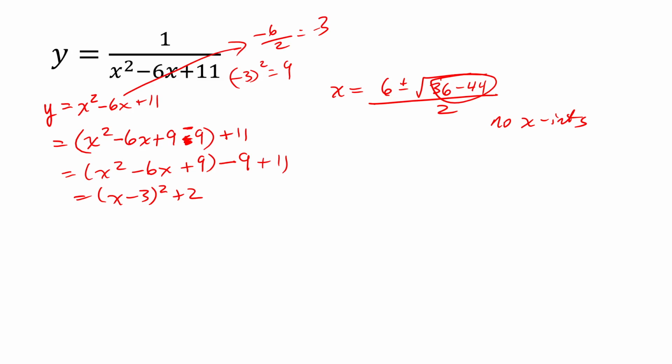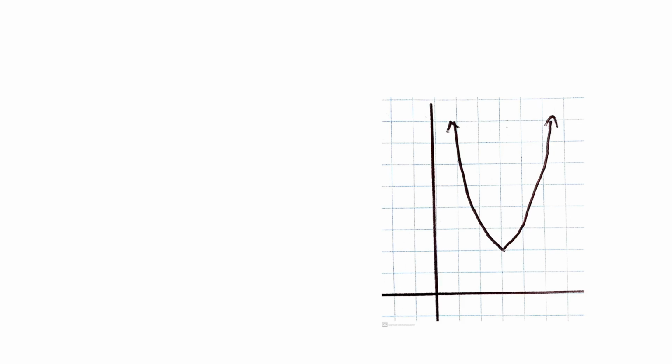I used completing the square. You can use partial factoring or any other method. And so what we see is we've got a parabola with a vertex at 3, 2, and it opens up. So that's going to look like this.